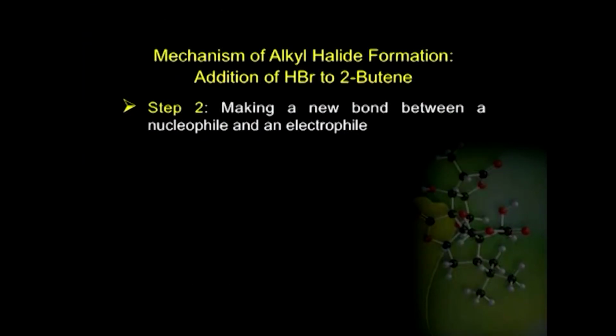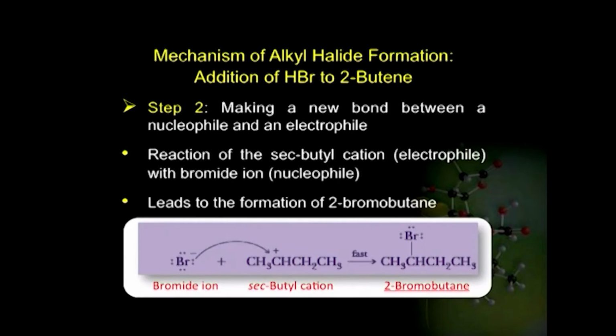In the second step, making of a new bond between a nucleophile and an electrophile takes place. So, we can see that this bromide ion is now a nucleophile, and we have a positive center here. You will again recall that the nucleophile is the one which is nucleus loving, that is the one which will go to a positive center. Reaction of the secondary butyl cation, which is an electrophile, with bromide ion nucleophile leads to the formation of 2-bromobutane.